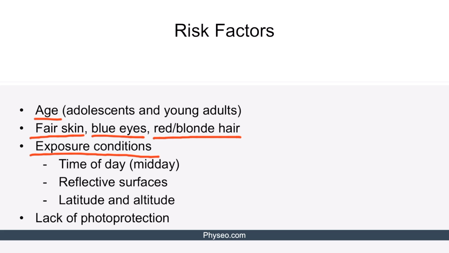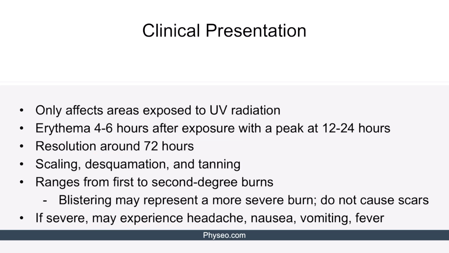Now, the latitude and altitude can also impact the amount of ultraviolet radiation that one is exposed to. For example, the closer one lives to the equator, the longer they will experience sunlight throughout the day. And high altitudes increase the risk of a sunburn because the intensity of ultraviolet rays reaching the skin is greater at high altitudes. Now finally, a lack of photoprotection, such as sunscreen or protective clothing, can increase the risk that somebody will develop a sunburn. And that's fairly intuitive. And a sunburn will only be present in areas that are exposed to UV radiation. However, it's important to remember that ultraviolet radiation can penetrate through light-colored or even wet clothing.